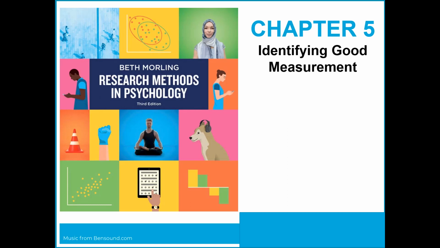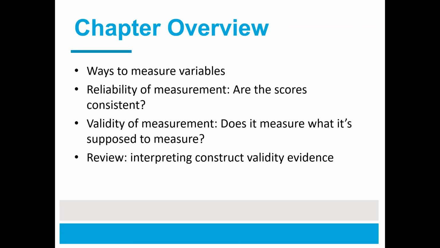This week we'll be covering Chapter 5, Identifying Good Measurement. We'll look at some examples of what good measurement looks like and how to go about identifying and testing different measurement techniques. More specifically, in this chapter, we'll go over some different ways to measure variables and talk about how some methods are more sound than others.